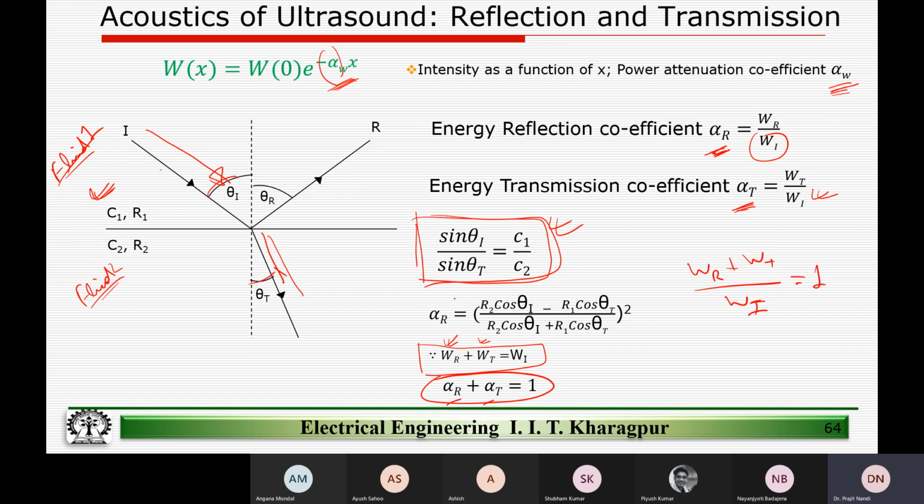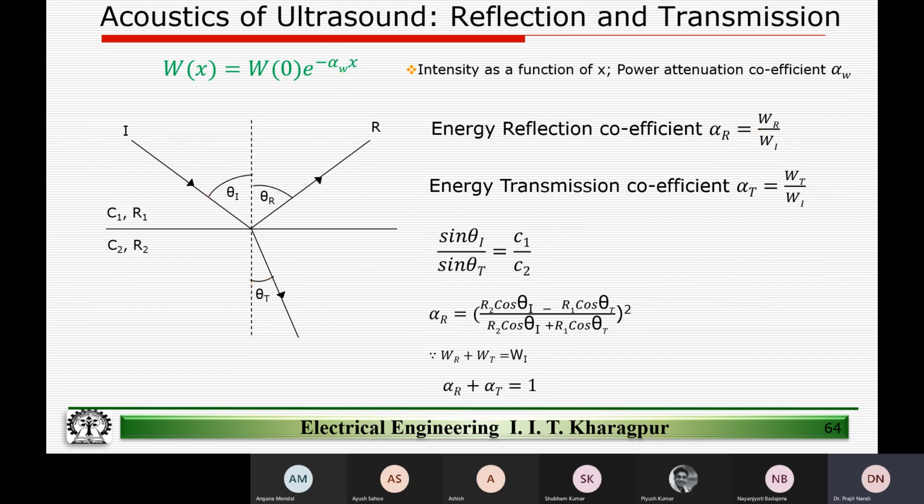And what is alpha R? This relation we are going to derive in the subsequent foils. And sine theta 1, this one also we are going to derive. So this is like a summary page, if you are revisiting the lecture. This is where the electronics will come into the picture later on. Once the wave is incident, some portion of the wave is going to be reflected and some portion is going to be transmitted.